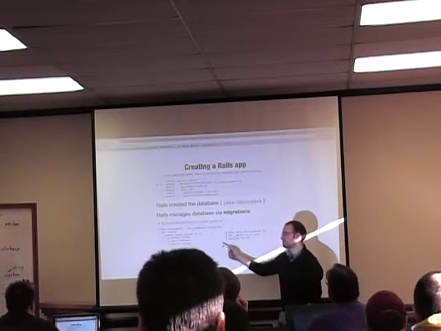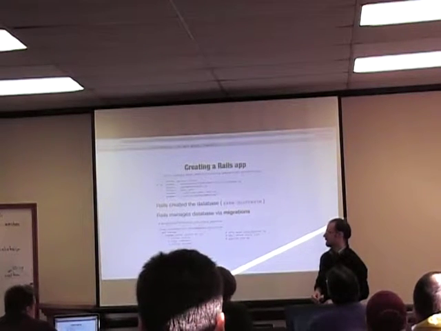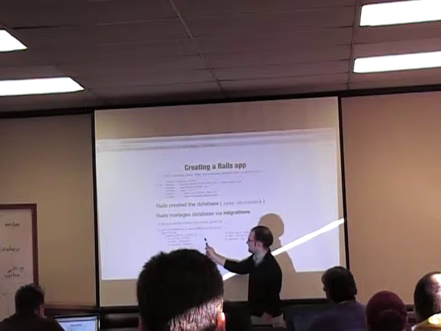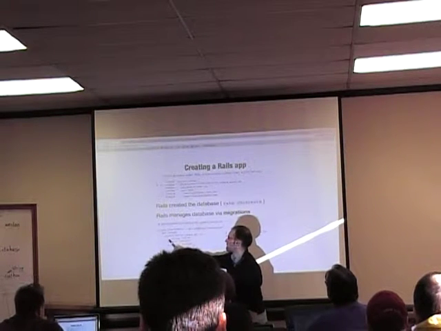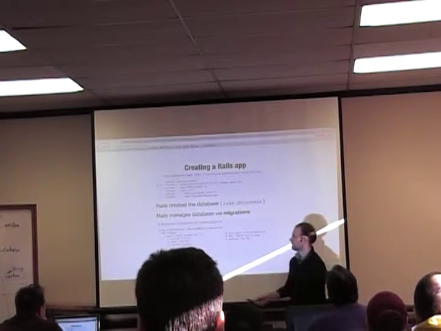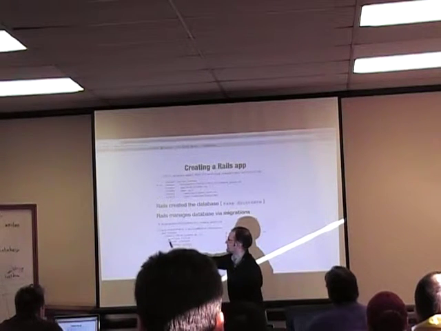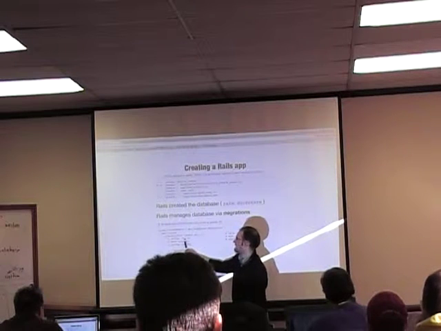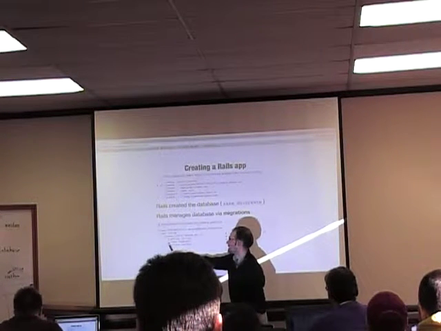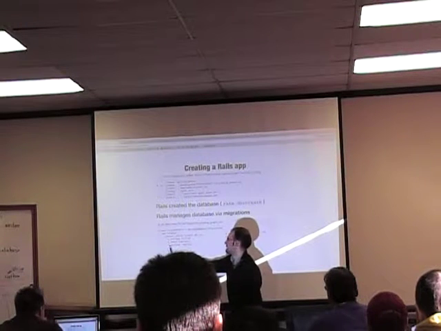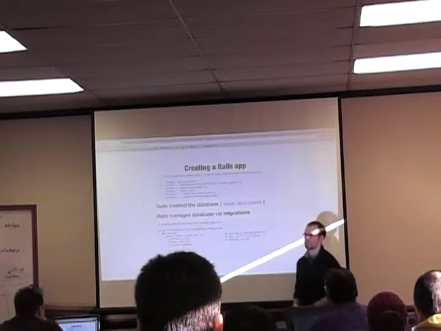What that's doing is that it's passing a Ruby block, and then you're able to use this variable t to specify different aspects of your table that you're creating. You're creating a string column, and it's named title. You're creating a text column, and it's called content. You're creating a string column, and it's an author.